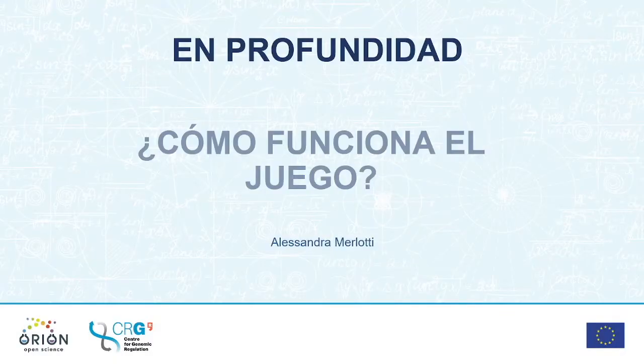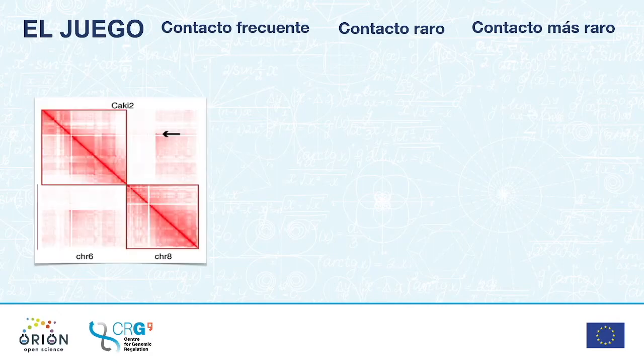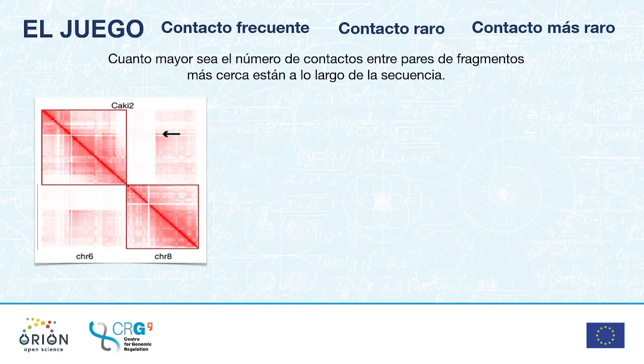Let's understand how the game works. As Mark and Juan showed us before, there is a hierarchy among the contacts measured through a Hi-C experiment that can be easily visualized by representing the data in matrix form. In fact, as you can see from this contact map, the frequency of interactions between DNA fragments decreases as we move away from the diagonal. This particular property of Hi-C matrices tells us that the higher the number of contacts between pairs of fragments, the closer they are along the sequence.